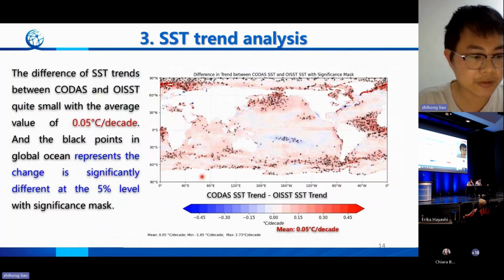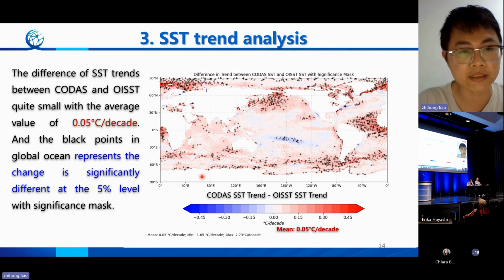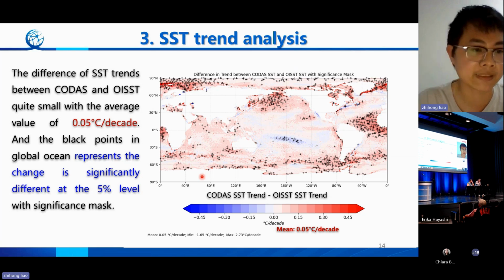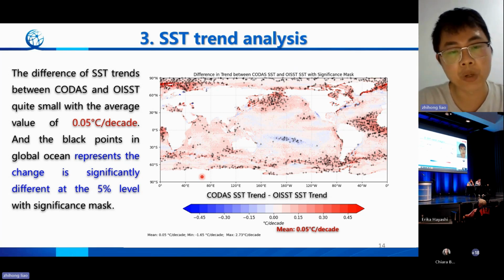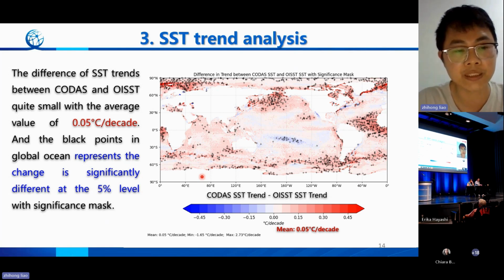This slide shows the difference of SST trends between CODAS and OST. The result is quite small between these 2 products, and the average value is 0.05 degrees per decade. And the black points in the global area represent where the trend is significantly different at the 5% level, with significance masked.